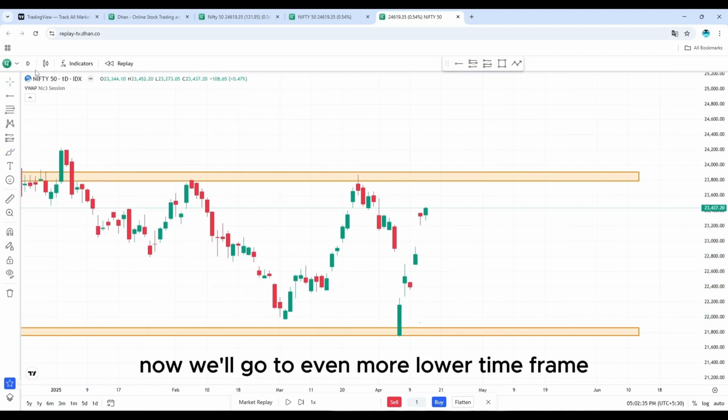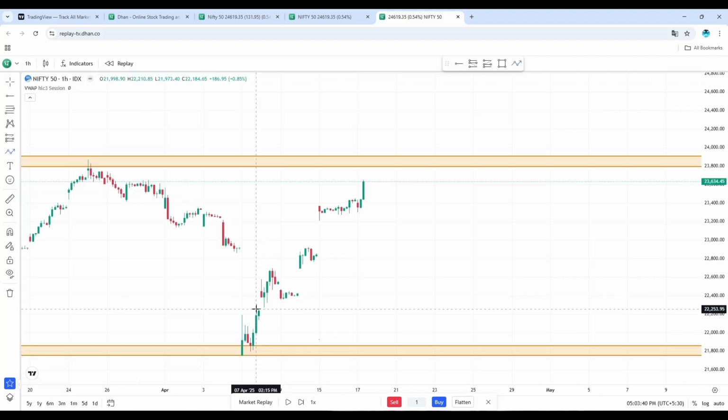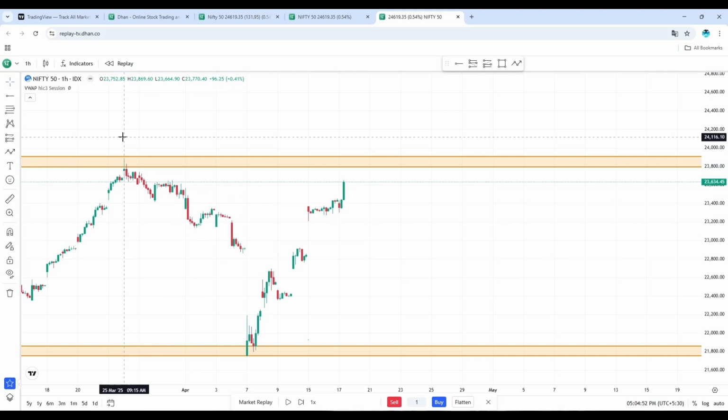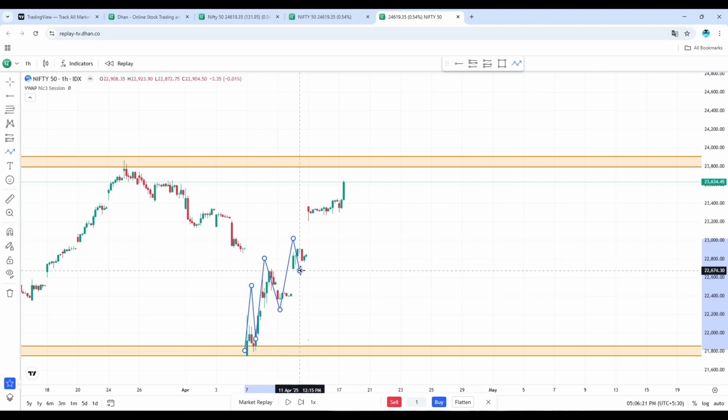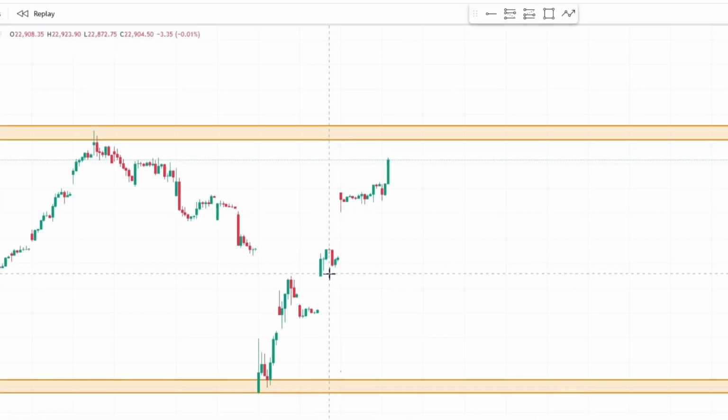Now we'll go to an even lower time frame to see what is happening. On the 1 hour time frame, what do we see? It's the same as daily, but we have more data available for us here. We see that the resistance which held below this zone, we are holding this resistance very strongly, and the uptrend is making higher high, higher low, higher high, higher low. And you can also see how strong the buyers are from this zone. Price is also gapping up for the upside.